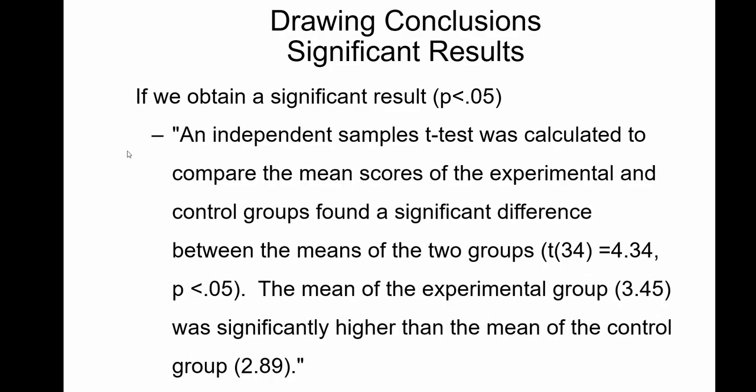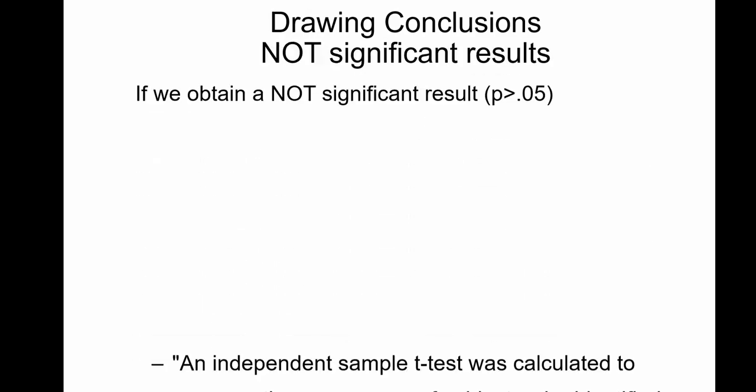So there's 2 different ways to write the results. After we get our statistical shorthand, you need that. If you have significant results, you're going to write something like this. An independent samples t-test was calculated to compare the mean scores of the experimental group and the control group. It found a significant difference between the means of the 2 groups. Here is our statistical shorthand again, stating p is less than 0.05. The mean of the experimental group, here's your mean, was significantly higher than the mean of the control group. So I need the means from those results also. Again, this is for a significant result. If you got a not significant result, there's a little bit different way you're going to have to phrase it.